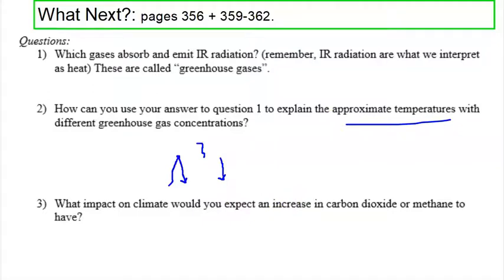So number 3, what impact on climate would you expect an increase in carbon dioxide or methane to have? Well, if there's more carbon dioxide and methane, that means more infrared being absorbed and re-emitted and going back to Earth. So you would expect the temperature to increase.